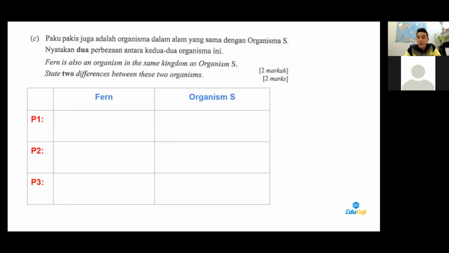Okay, moving on. C. Fern is also an organism in the same kingdom as S. Guys, if you're looking at the question, S is the tree with some weird hanging fruits there. So you have to state two differences. Fern is non-flowering, this one is flowering.